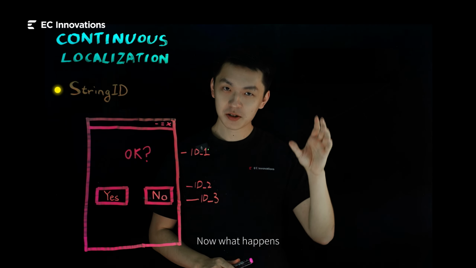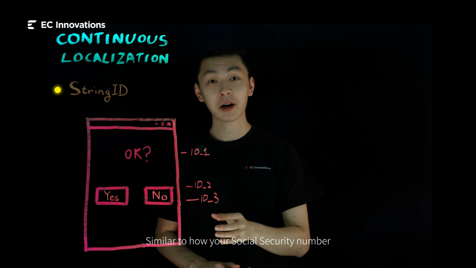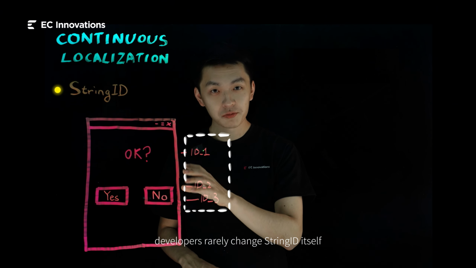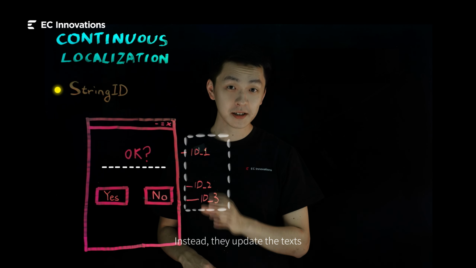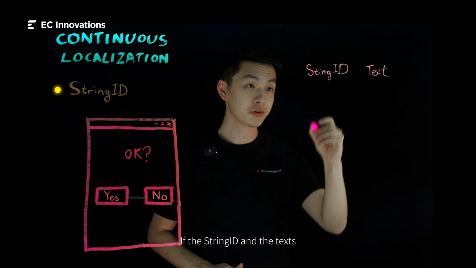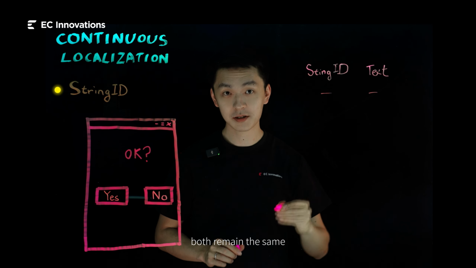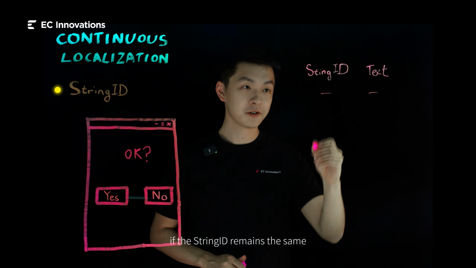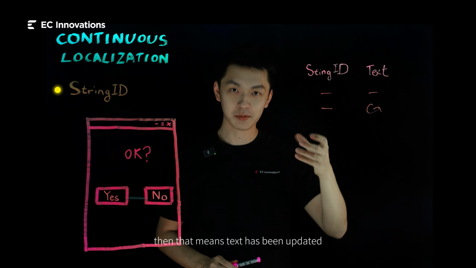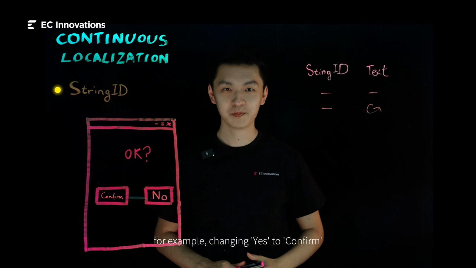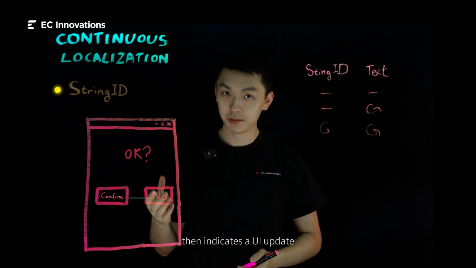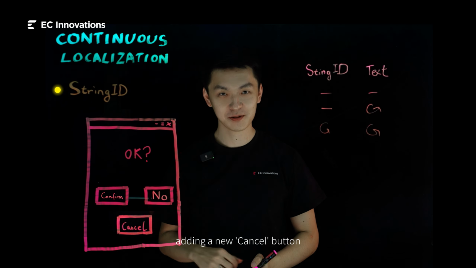Now, what happens when the developer updates the UI? Similar to how your social security number or ID stays with you for your entire lifetime, developers rarely change the string ID itself. Instead, they update the texts associated with it. So here's how it works in practice. If the string ID and the texts both remain the same, then that means there's no update. If the string ID remains the same, but the text gets updated, then that means the text has been updated. For example, changing yes to confirm. If both the string ID and the text get updated, then that indicates a UI update. For instance, adding a new cancel button to the pop-up.